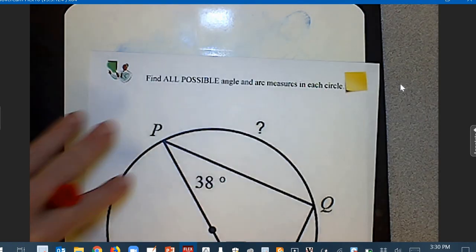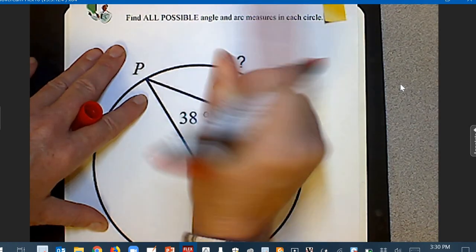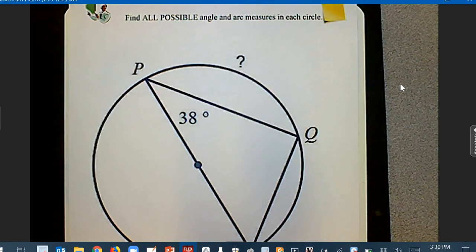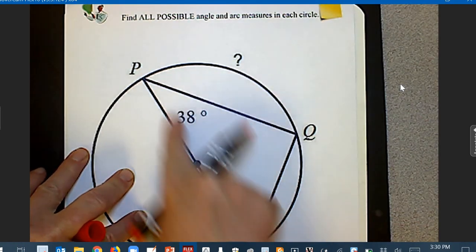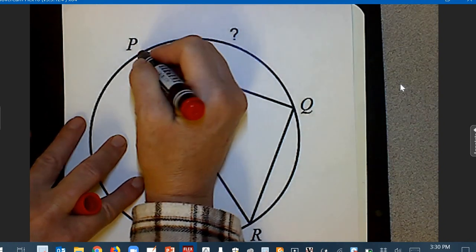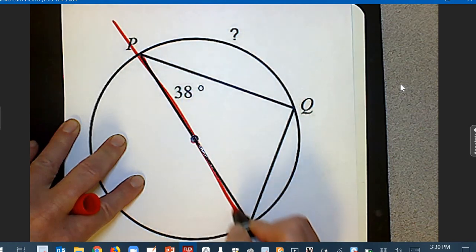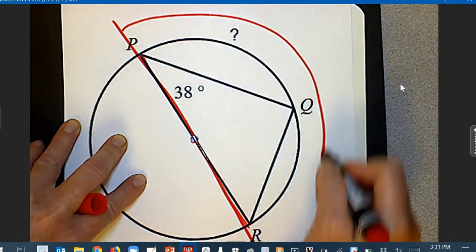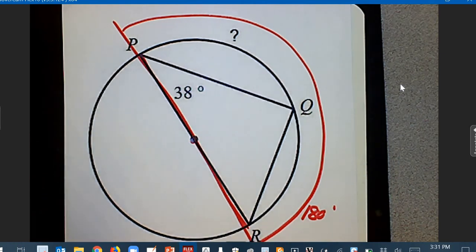I'm going to do one more with you, and then you're going to do one on your own. Okay, this page, find the measure of all possible angles and arc measures in the circle. So you always start with what is very obvious and very simple. And the very obvious thing is if you have a diameter, you always trace the diameter, stretch it out, and sweep. Diameter, trace, stretch, sweep.